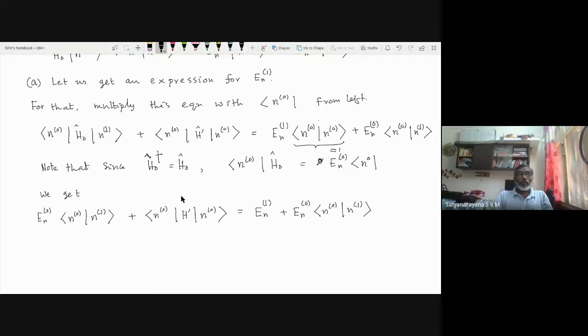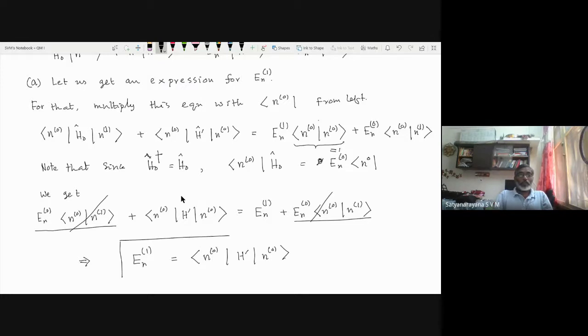Now what do you understand by this? This term and this term are the same, and hence you can cancel. So this gives you that the energy correction, the first order energy correction, is given by essentially the expectation value of the perturbed Hamiltonian with respect to the unperturbed state. So this is the first order correction in energy.